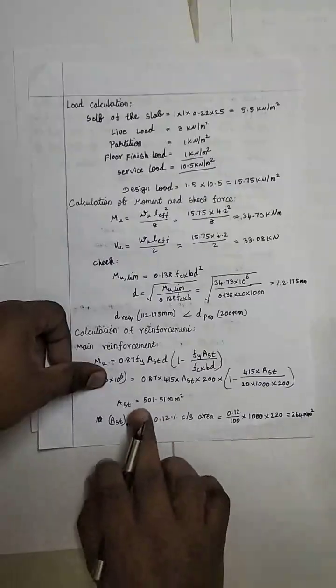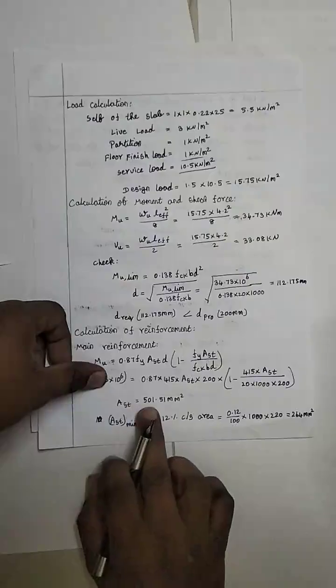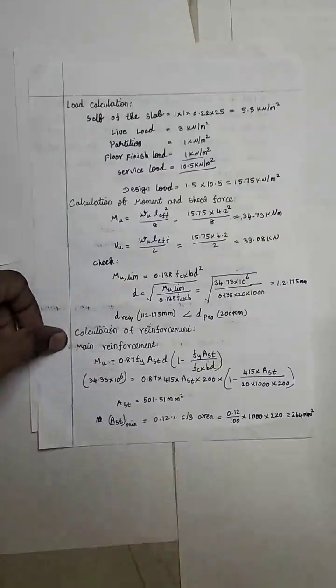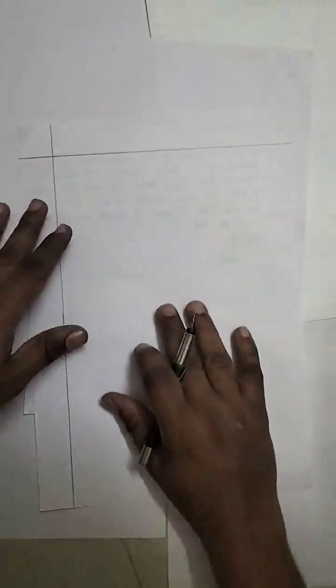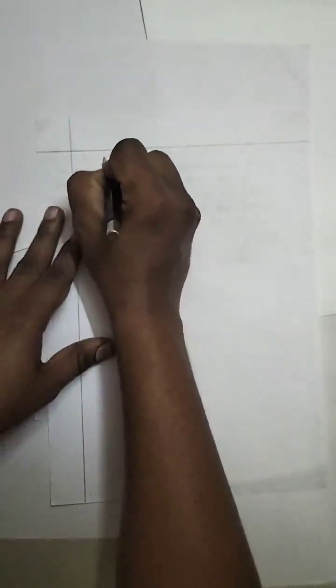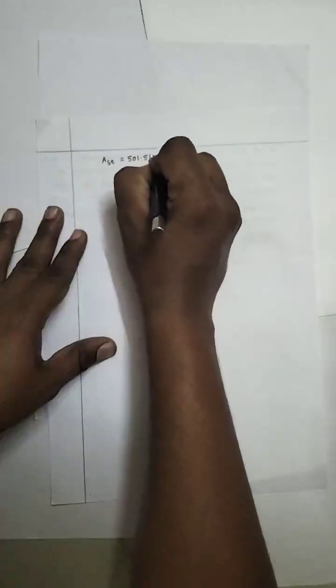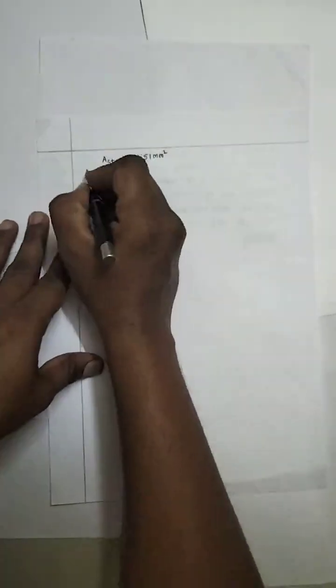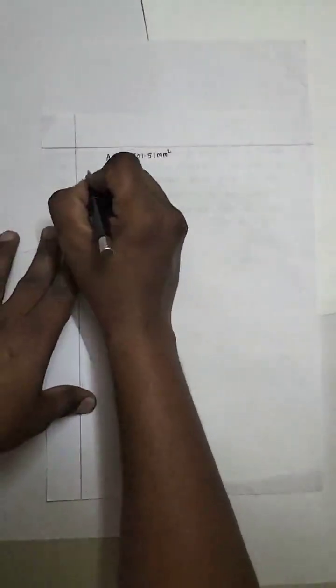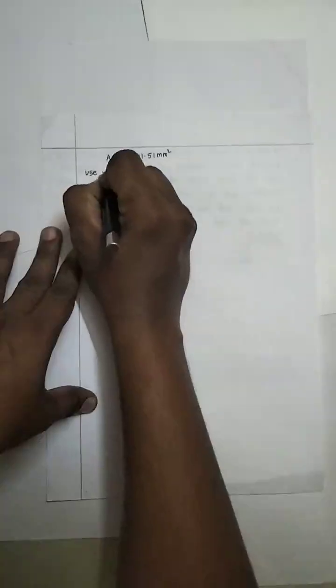So we can consider the AST actual value for the calculation of main reinforcement. The AST which we have calculated is 501.51 mm square. Next we need to find out the spacing, because here if you see the dimension of the slab is very high comparing to its depth. So we are going to use 10 mm dia bar.